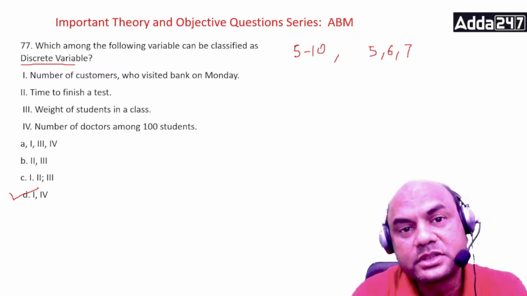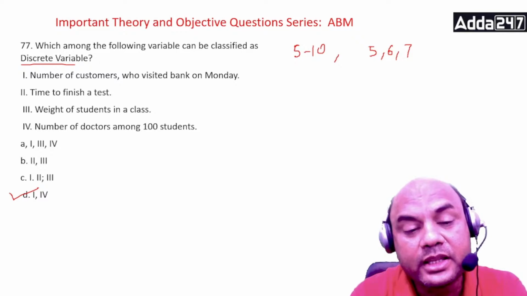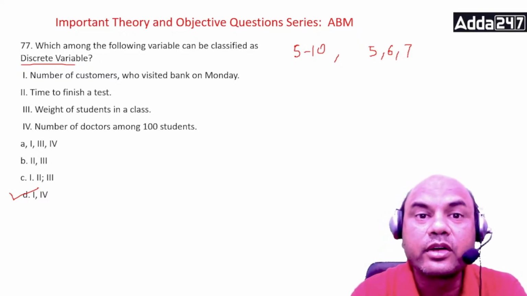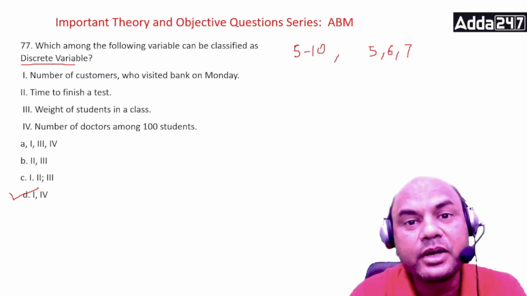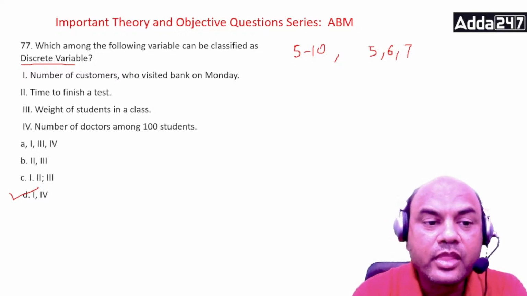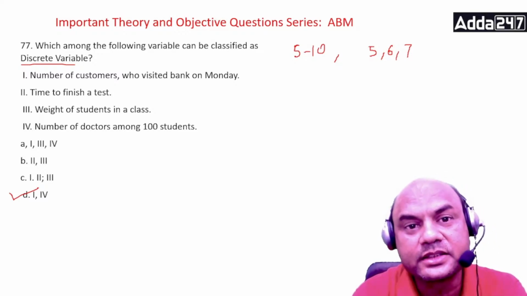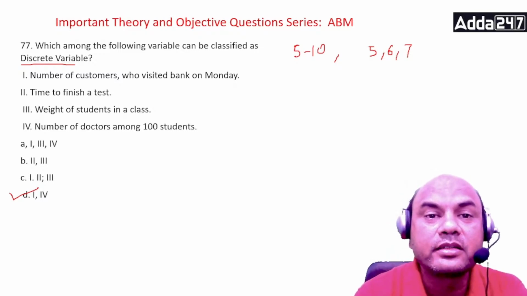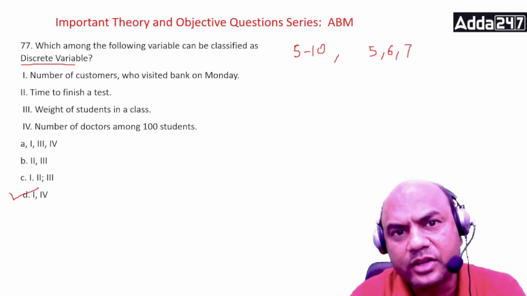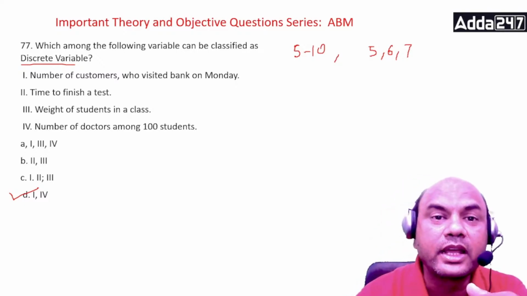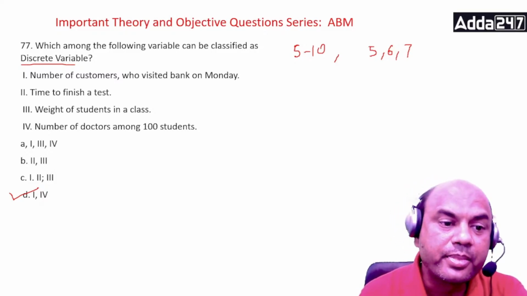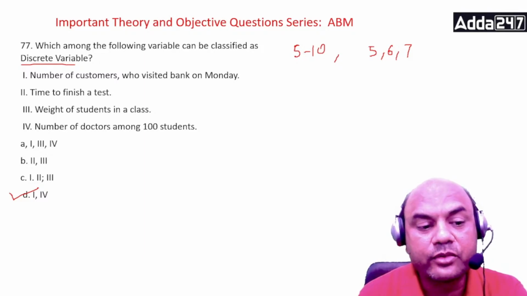Weight of the students in the class. Here it's not mentioned that it is for a single student. If I want the weight of a single student, then it can be discrete, like 50 kg. But for a class, it becomes continuous because there we have intervals. Time to finish the exam or test is also continuous because the counting is in terms of gaps or intervals. So the answer is 1 and 4, D.